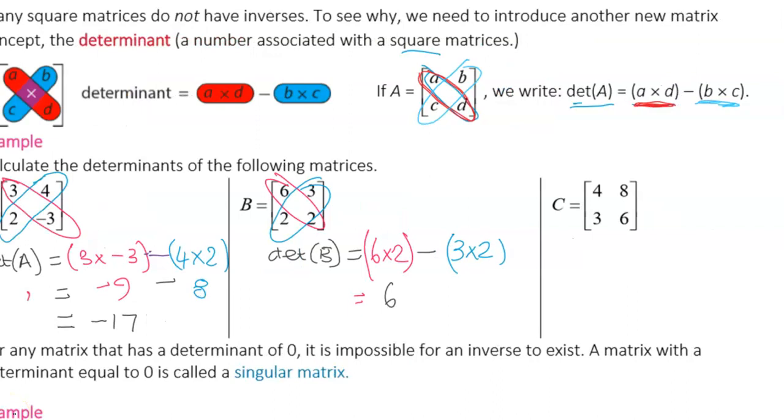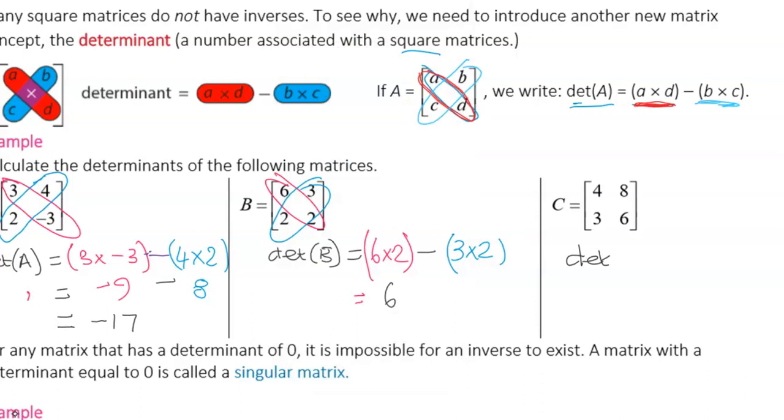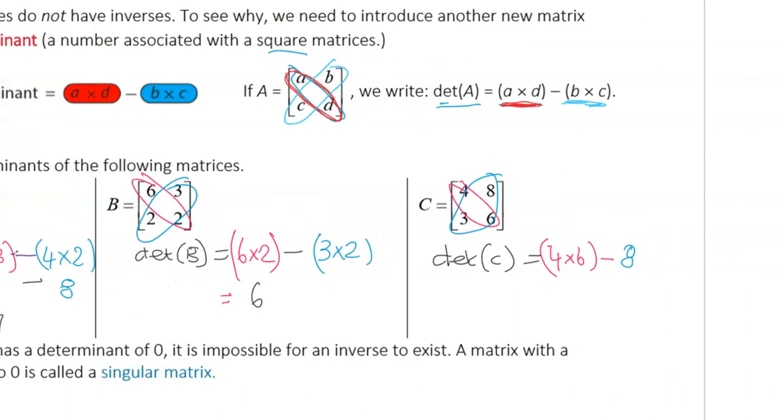And part C, so the determinant of matrix C is equal to 4 multiplied by 6, take away 8 multiplied by 3. 24 take away 24, which is 0.